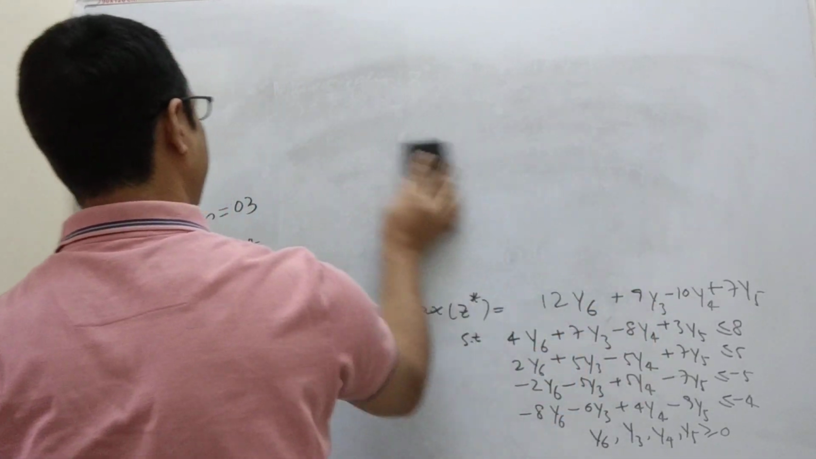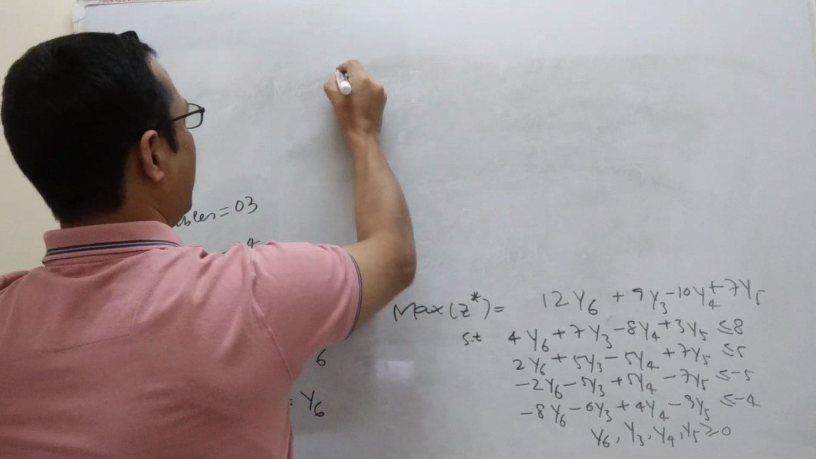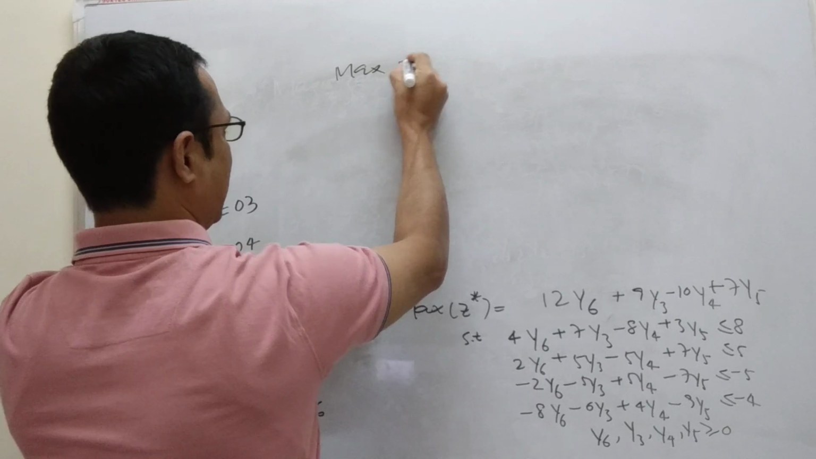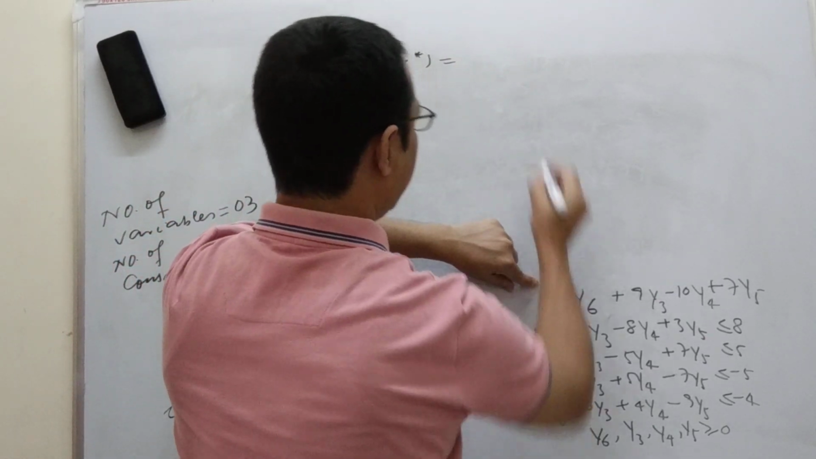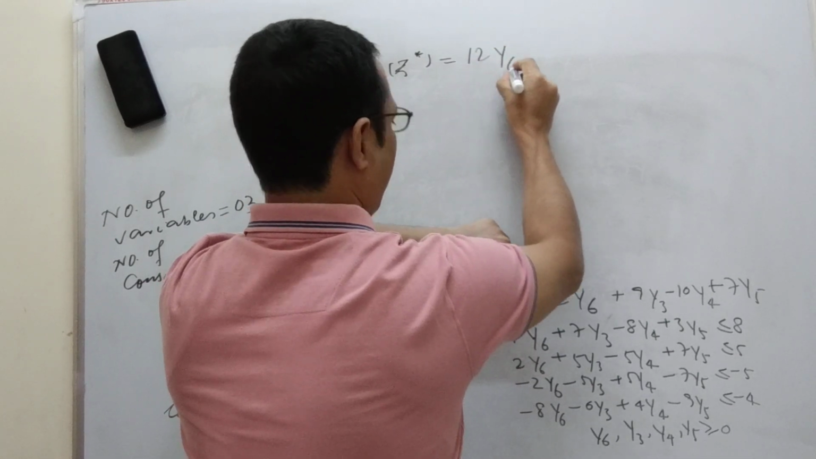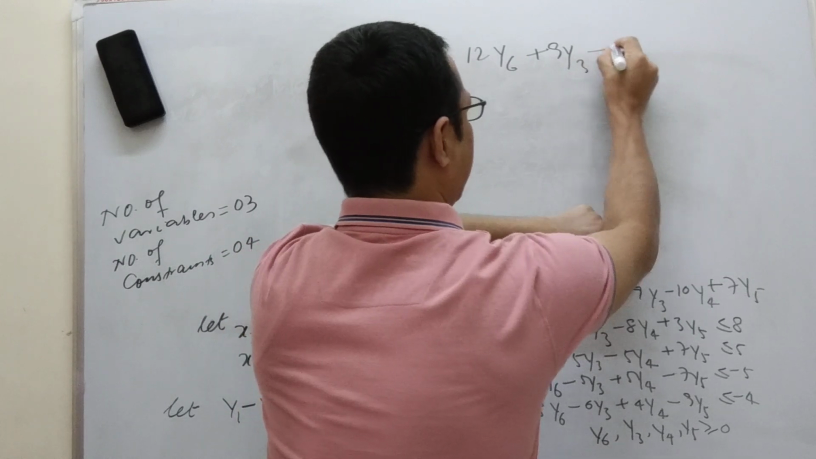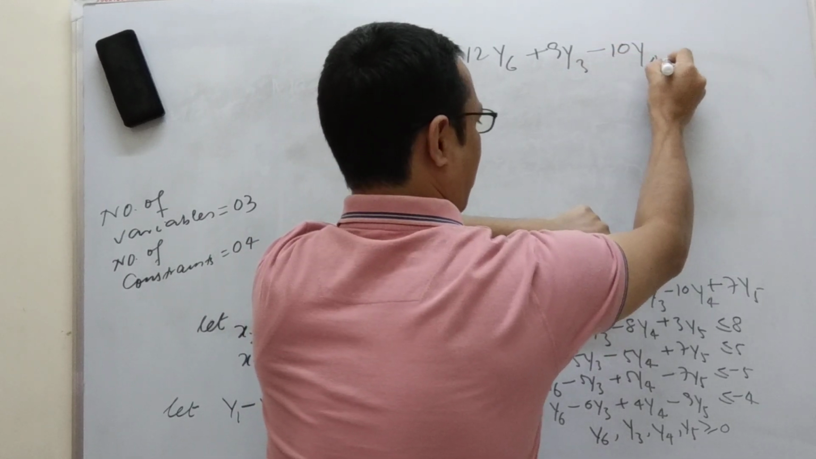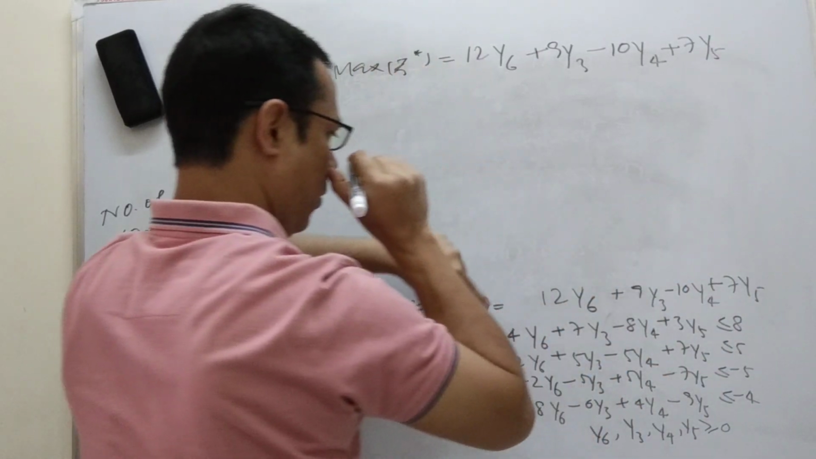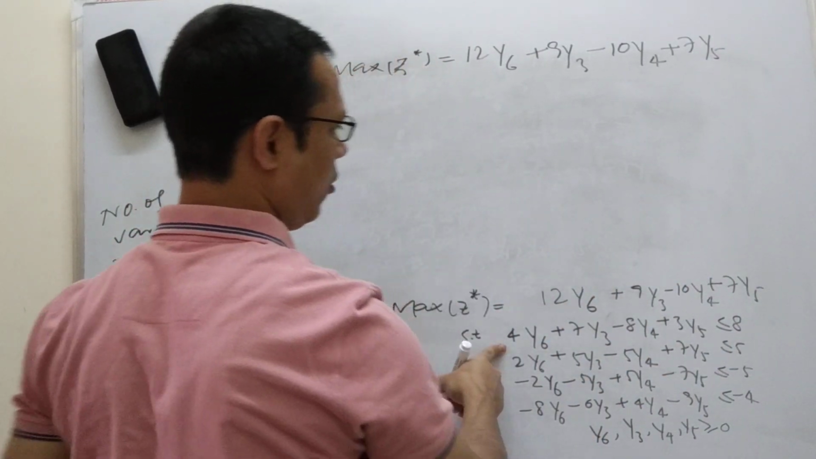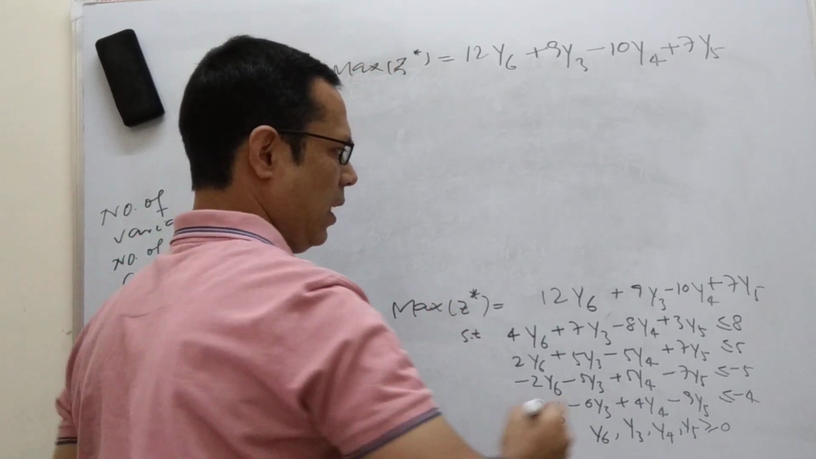You just need to proceed step by step. Then at the end you will get its dual form. But the dual must fulfill the condition. Z star is equal to 12 y6 plus 9 y3 minus 10 y4 plus 7 y5. Okay, here you see a very important thing, you just need to concentrate on this important part.